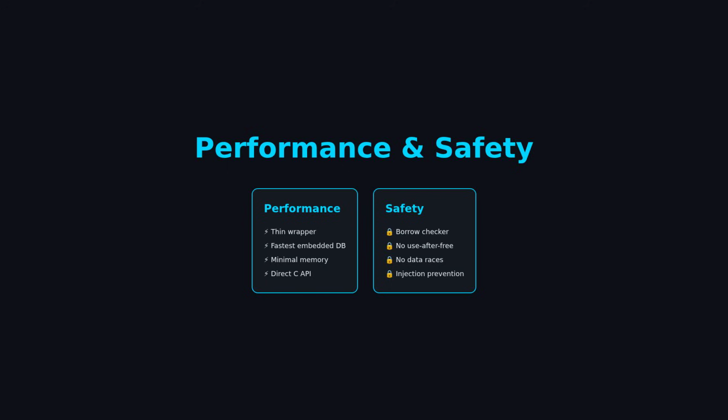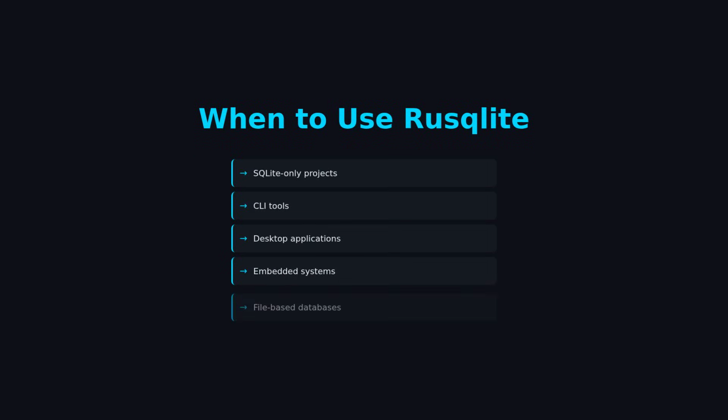For complex database needs like relationships, migrations, or query builders, you will need to build those yourself or use a different library. When should you use Rusqlite? Use Rusqlite when you are using SQLite. Use it for CLI tools, desktop applications, embedded systems, and anywhere you need a file-based database. Use it when you want minimal dependencies and easy deployment. Use it when you need SQLite-specific features. If your project uses SQLite, Rusqlite is the obvious choice.